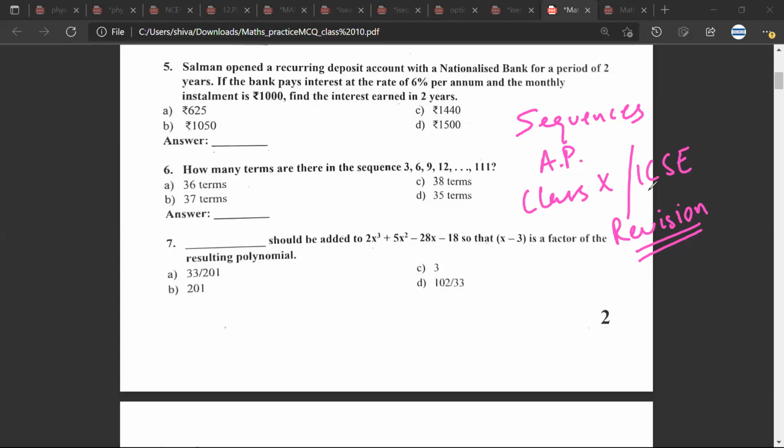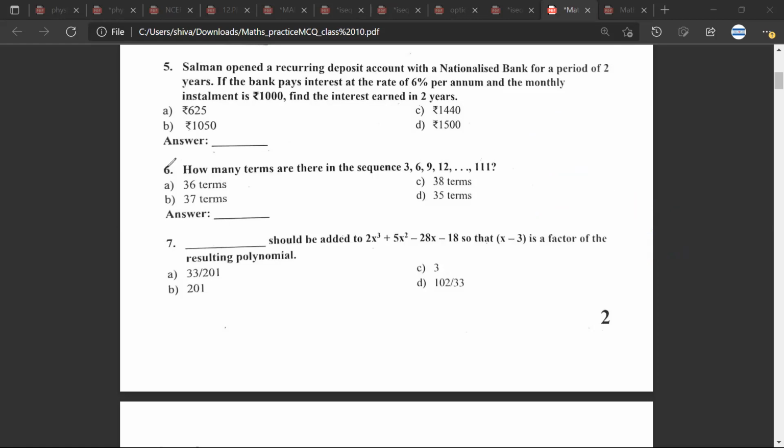So Mr. CB, class 10th ICSE sequences, arithmetic progression revision. Okay. So question number 6, how should we do this? We have the sequence 3, 6, 9, 12 till 111. So our first term would be 3. Difference would be 3. Then L, which means the last term, would be 111.